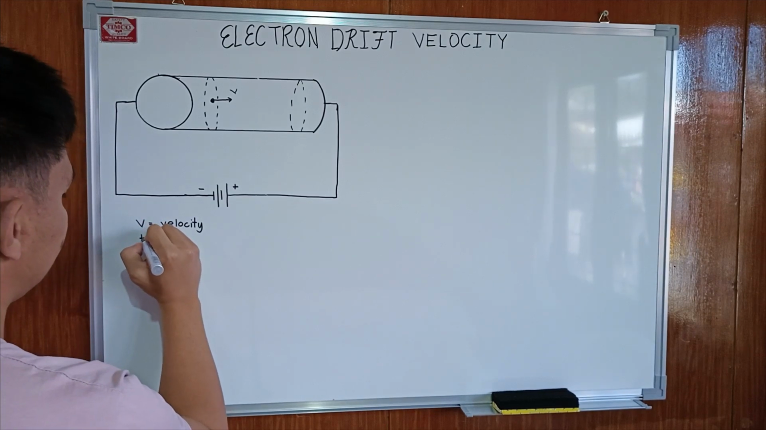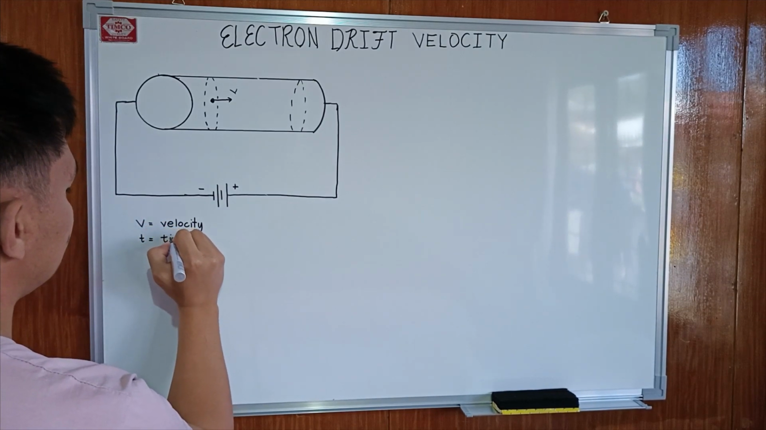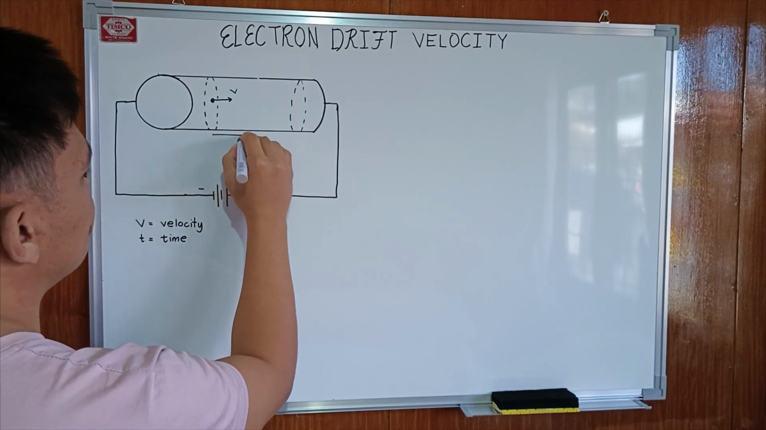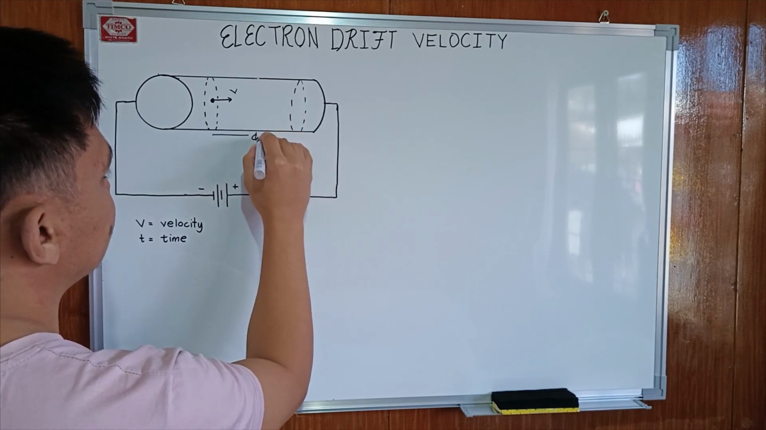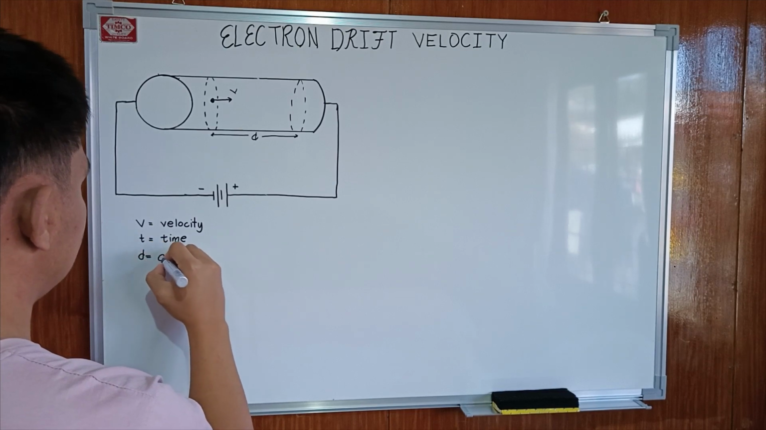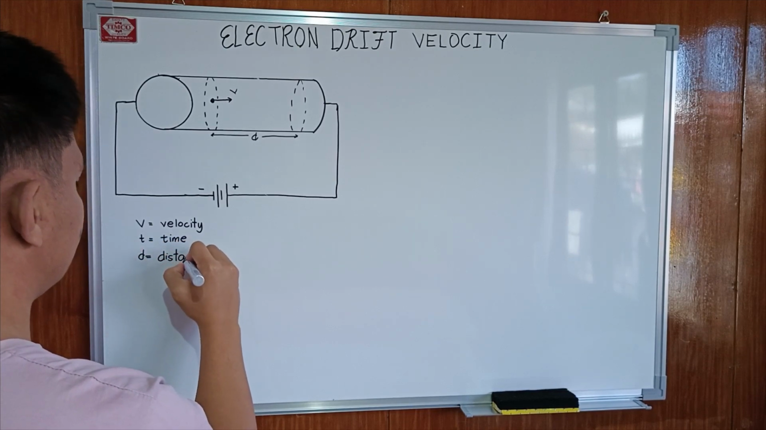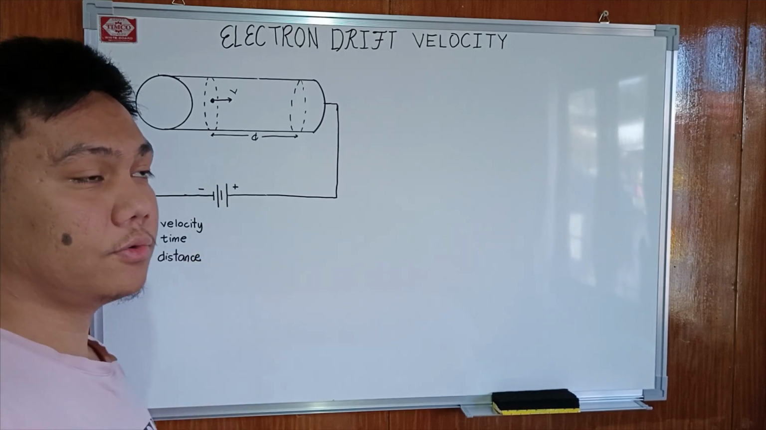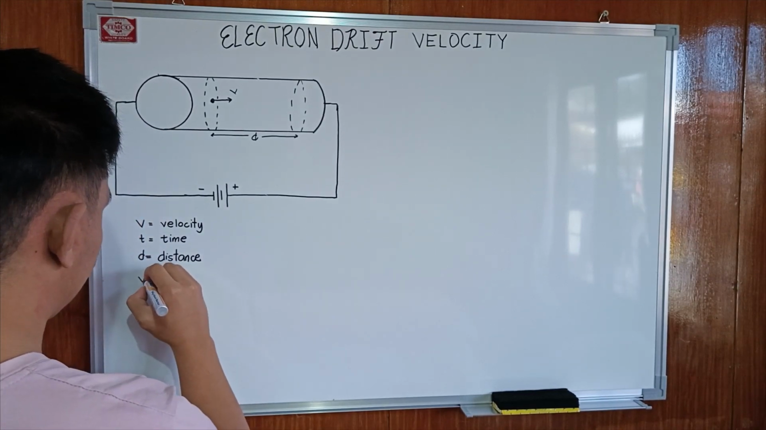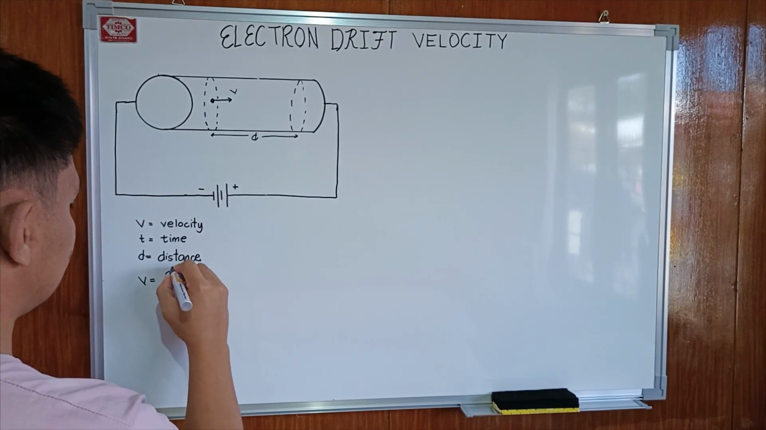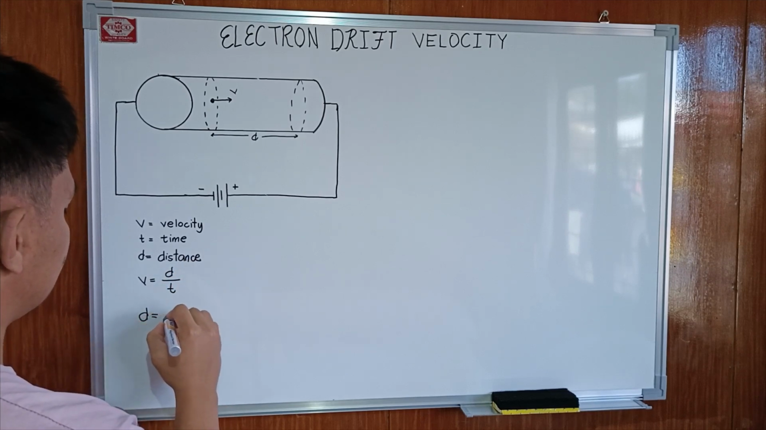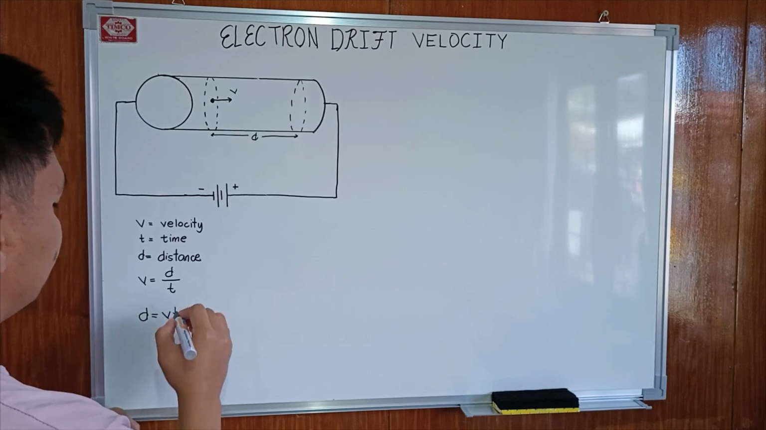In time t, they will travel a distance from here to here. Di ba? A distance d. So, recall natin yung formula natin sa physics or mechanics, which is the velocity is equal to the distance over time. Pwede natin itong i-write as distance is equal to the velocity times time.